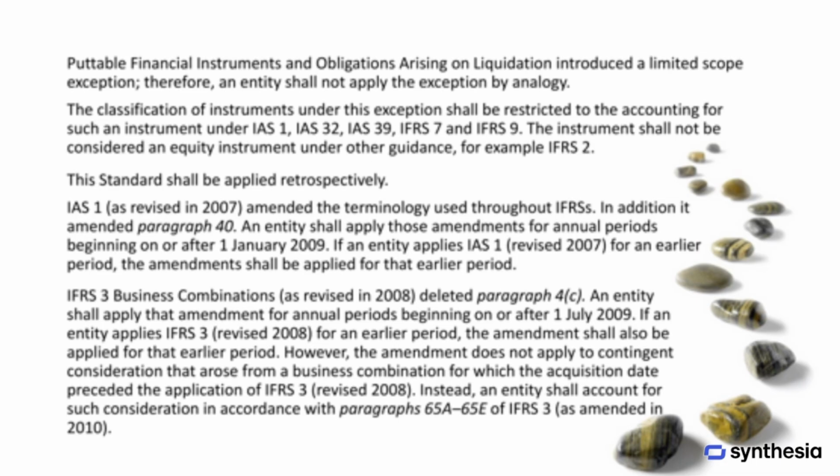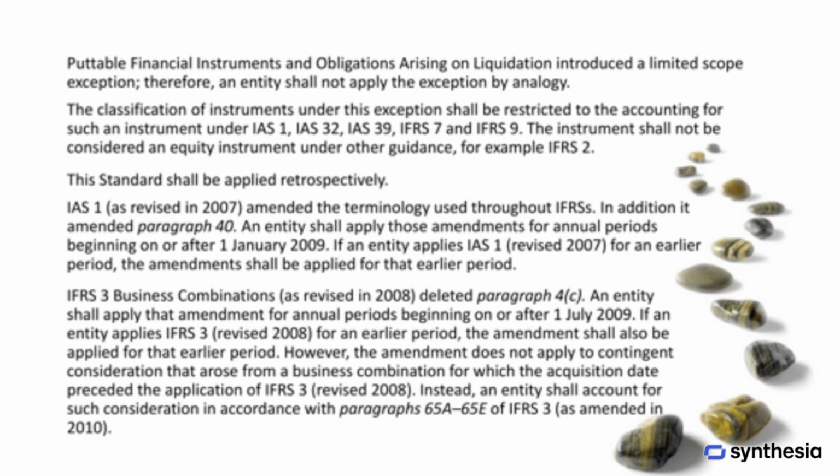IAS 1, as revised in 2007, updated the terminology used throughout the IFRSs and also amended paragraph 40. Entities are required to apply these amendments for annual periods beginning on or after January 1st, 2009. If an entity chooses to apply IAS 1, revised 2007, for an earlier period, it must apply the amendments for that earlier period as well.